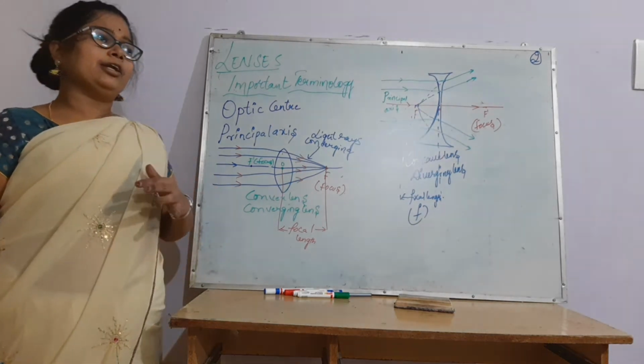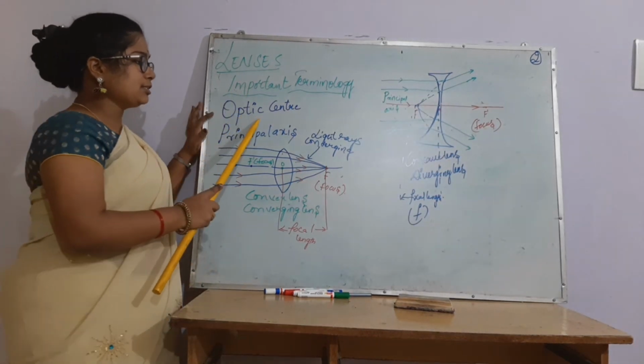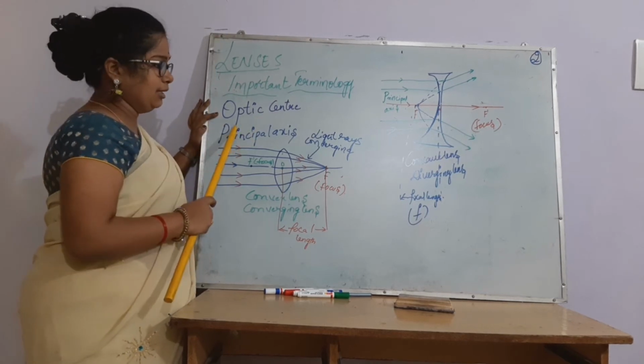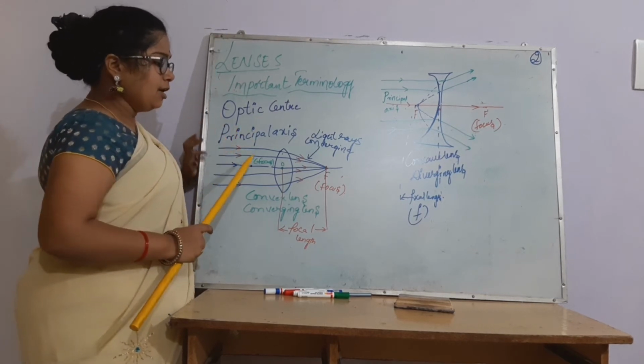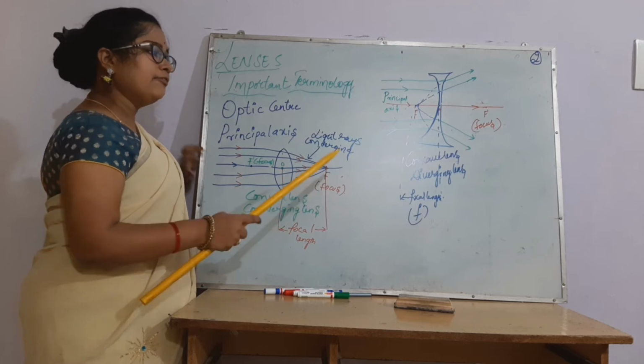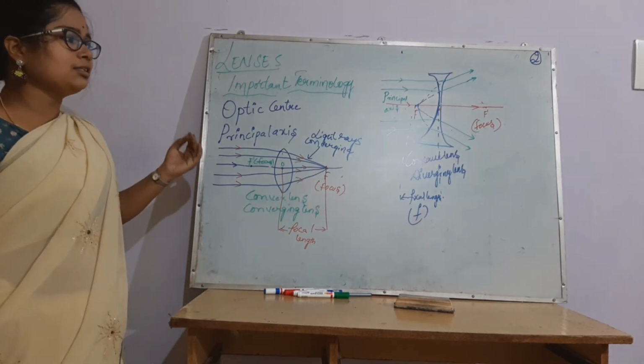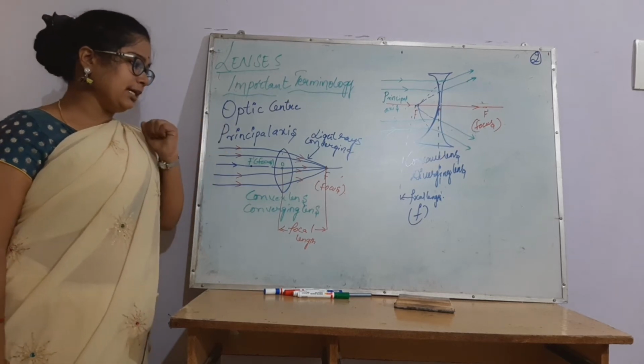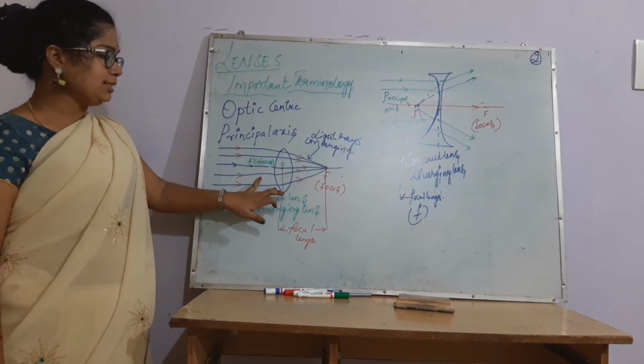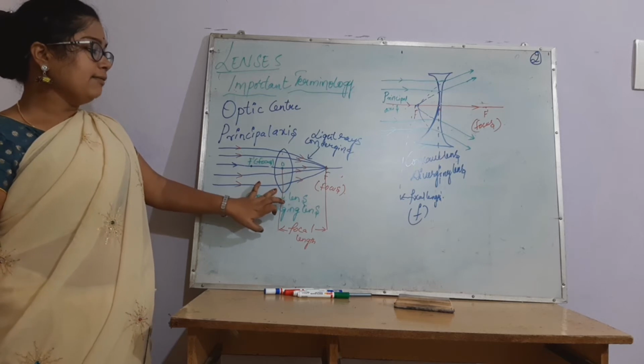As you have learned in your mirrors, here also optic center. Optic center is nothing but the hole, you will call that, isn't it? And principal axis, focus, focal length, everything is the same. All the terms will be almost the same, but small changes are there in this.